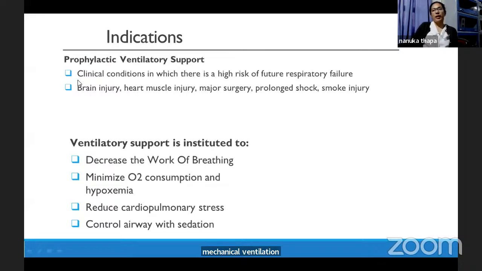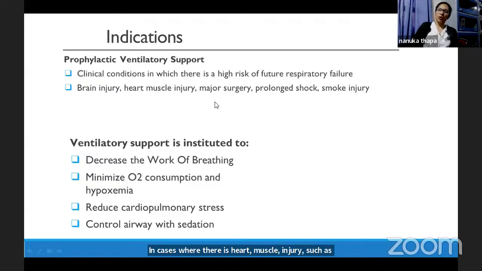Now, the various examples of prophylactic ventilatory supports are clinical conditions in which there is a high risk of future respiratory failure. Examples are brain injury, a road traffic accident where the patient has traumatic brain injury, or patients who are having intracranial bleed, in which we expect that the recovery is going to take time. Here, prophylactic ventilatory support is given. In cases where there is heart muscle injury, such as MI, there also a patient may need mechanical ventilation.